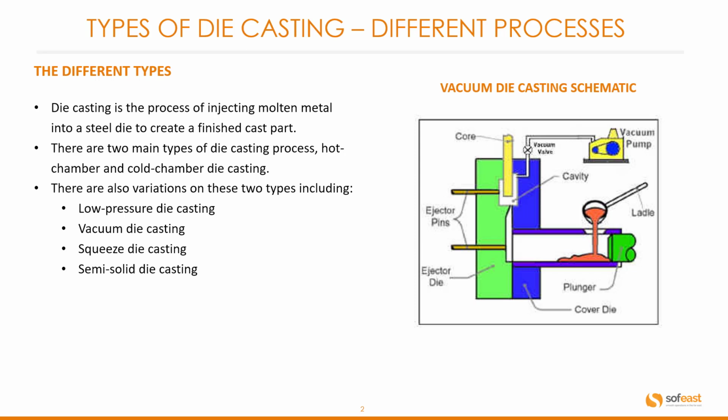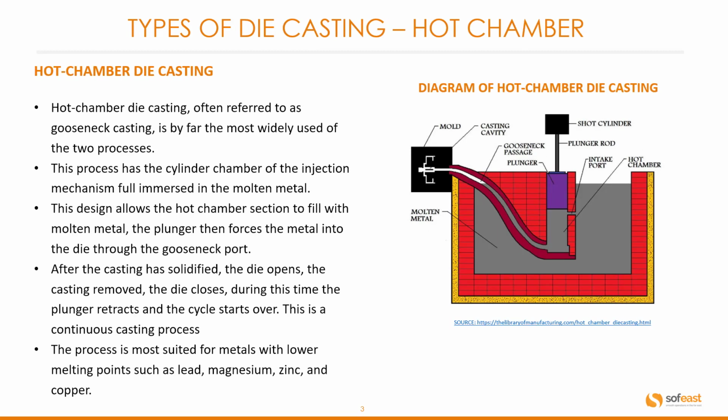There are also variations on these two types, including low pressure die casting, vacuum die casting, squeeze die casting, and semi-solid die casting. We're going to be looking at all of these processes in this video. You can see here an example of vacuum assisted die casting with the vacuum pump at the top. We'll cover this in more detail later on. First of all, let's have a look at hot chamber die casting.